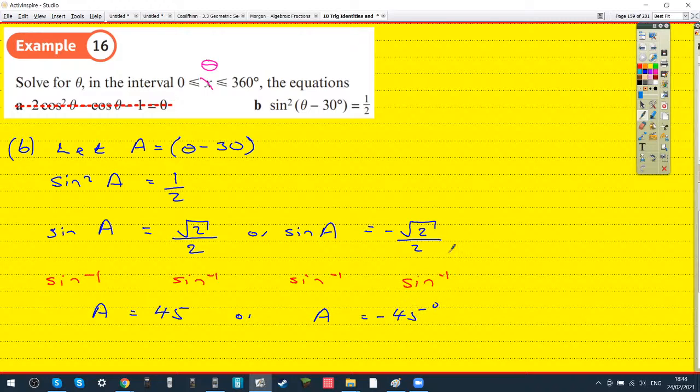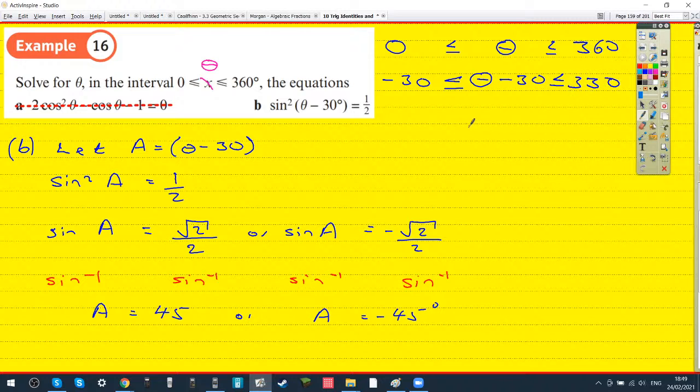We need to do something before we go any further. So the question just has a bit of a misprint. It says x is, sorry, it should be theta. Theta is between 0 and 360. What are we solving for? Theta minus 30. Yeah. So it's between minus 30 and 330. Yes. And so we got minus 45 and 45. All right. What's next?